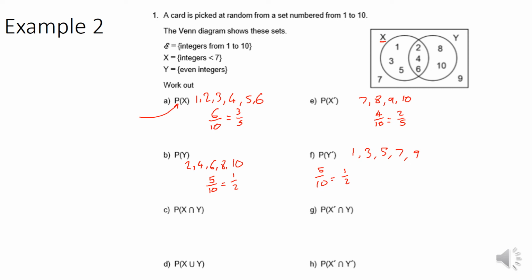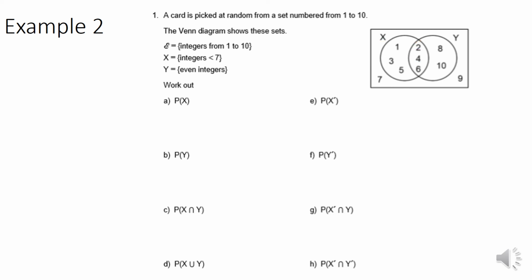Okay, so now getting a little bit trickier. P of X union Y. So that is the crossover section. So that is 2, 4, 6. So we've got 3 out of 10 for that one. That is our crossover section. Right, so I'm just going to skip on to the next slide so I can do a bit more shading.